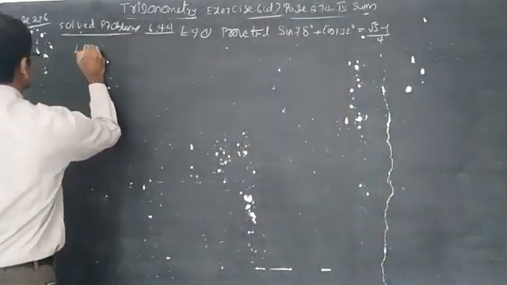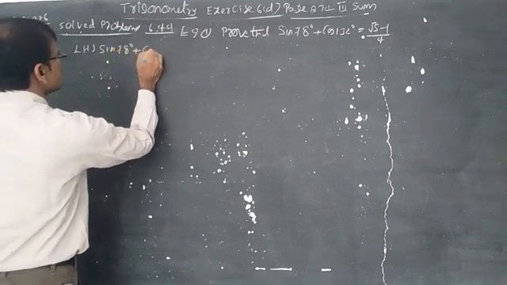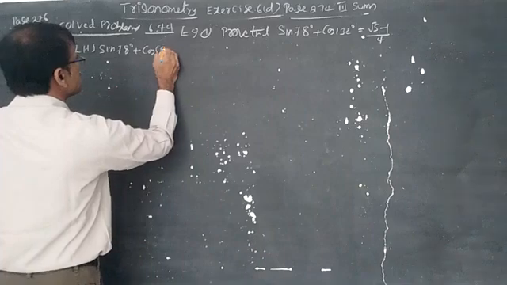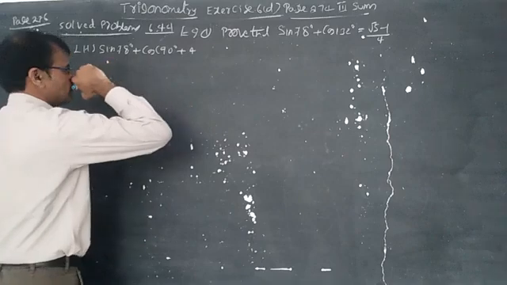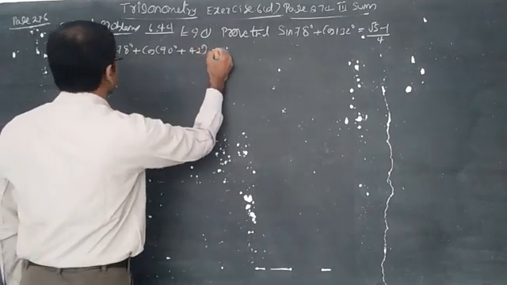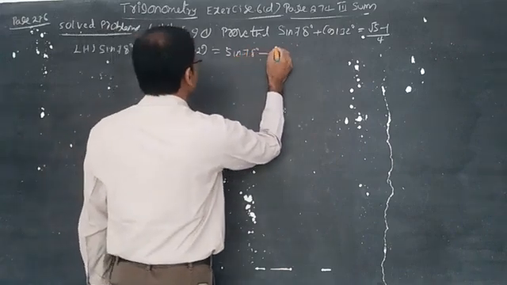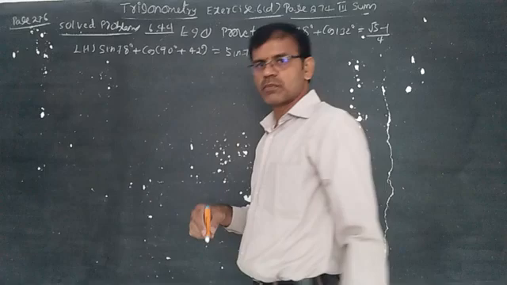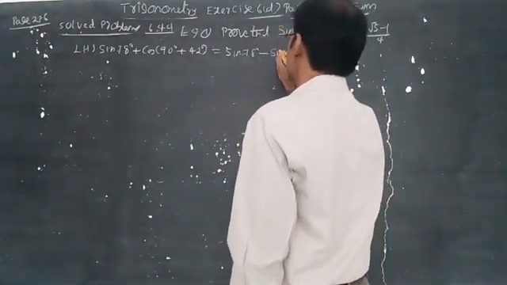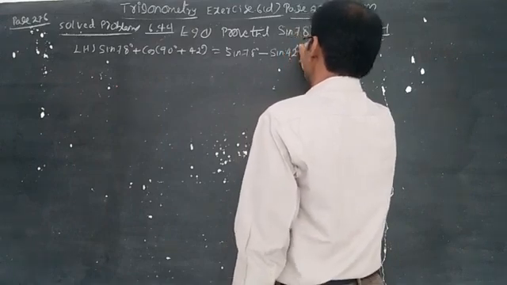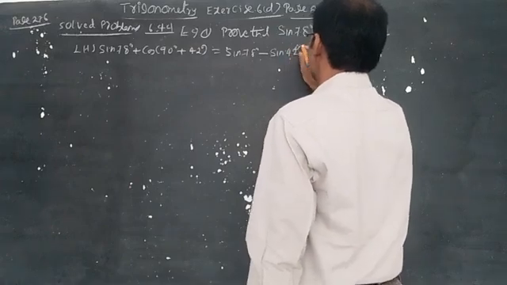So taking LHS here, sin 78 degrees plus cos 132 degrees, where cos 132 can be understood as cos of (90 plus 42) degrees. According to the angle rules, cos of (90 plus theta) becomes minus sin theta. Whenever 90 is there, the term will be changed. So we get sin 78 degrees minus sin 42 degrees.